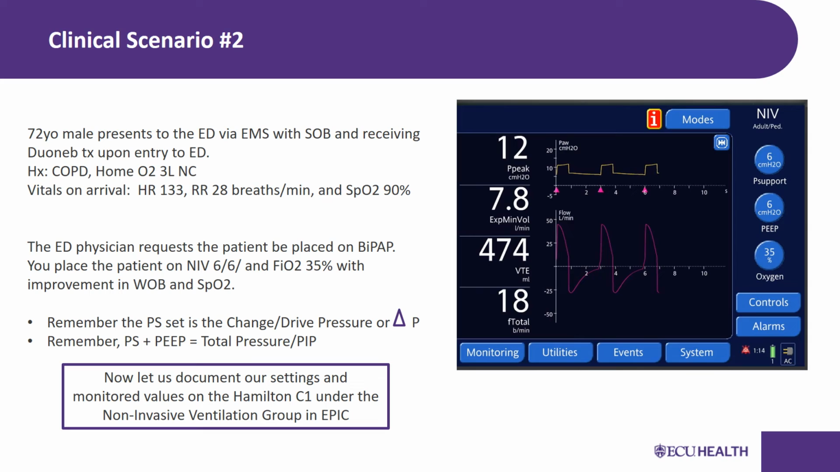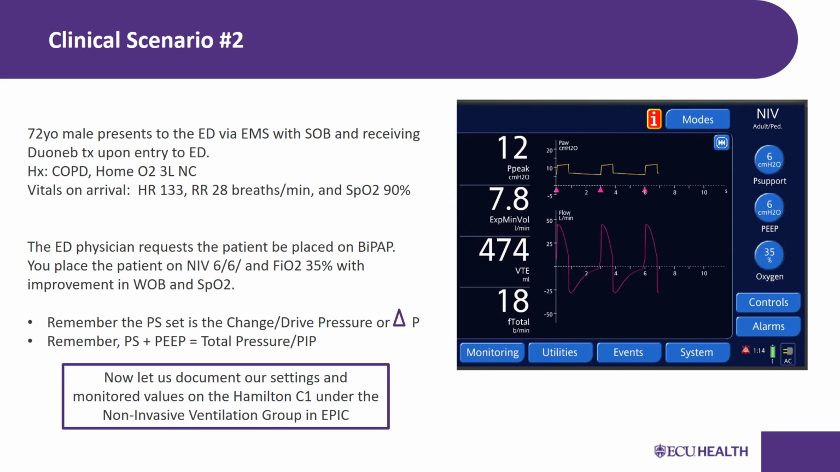Moving on to clinical scenario number 2, we have a 72-year-old male. He presents to the ED via EMS. He's short of breath, is receiving a DuoNeb treatment upon arrival, has a history of COPD, wears home O2 at 3 liters. Vital signs are as follows: heart rate 133, respirations of 28 with a saturation of 90%. The ED physician requests the patient to be placed on BiPAP due to accessory muscle use. You place the patient on non-invasive ventilation, 6/6, and FiO2 of 35% with improvement in work of breathing and saturations.